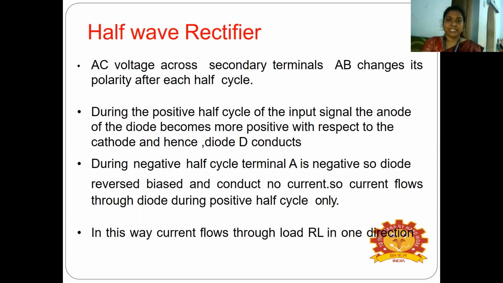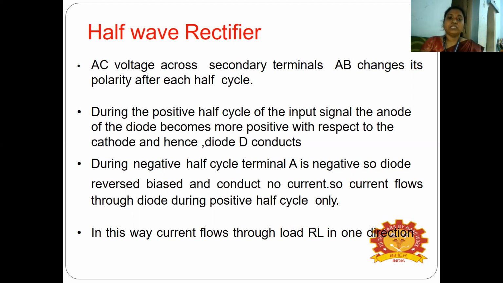During the positive half cycle of the input signal, the anode of the diode, because you know that a diode has two terminals, anode and cathode, so the anode of the diode becomes more positive with respect to the cathode. That's the reason they say that in the positive half cycle, diode D will be conducting. And at the same time, when you come into the negative half cycle, the terminal A is negative, so the diode is reverse biased and conducts no current.